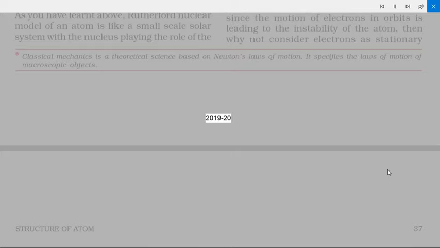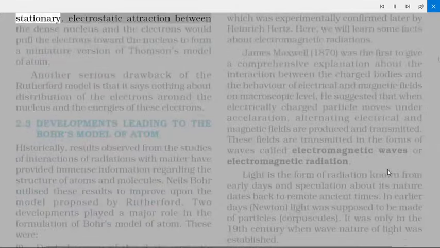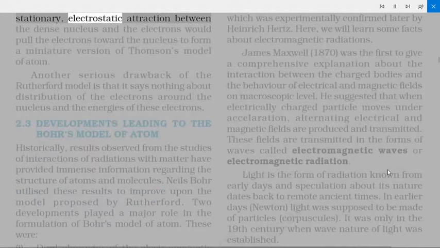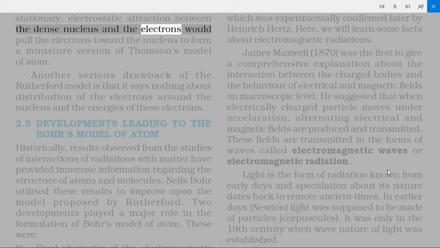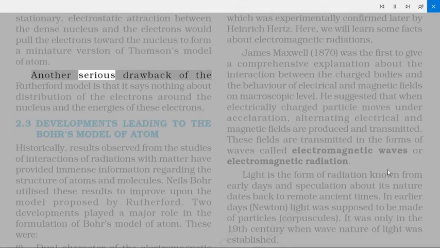Structure of atom around the nucleus. If the electrons were stationary, electrostatic attraction between the dense nucleus and the electrons would pull the electrons toward the nucleus to form a miniature version of Thomson's model of atom. Another serious drawback of the Rutherford model is that it says nothing about distribution of the electrons around the nucleus and the energies of these electrons.